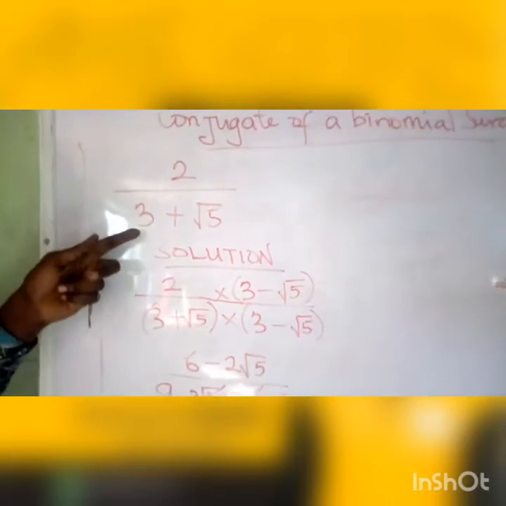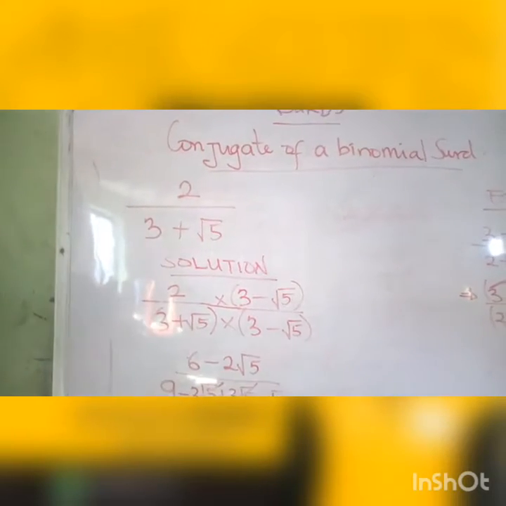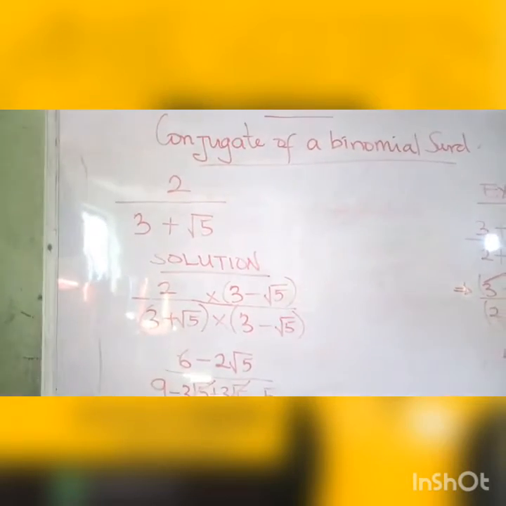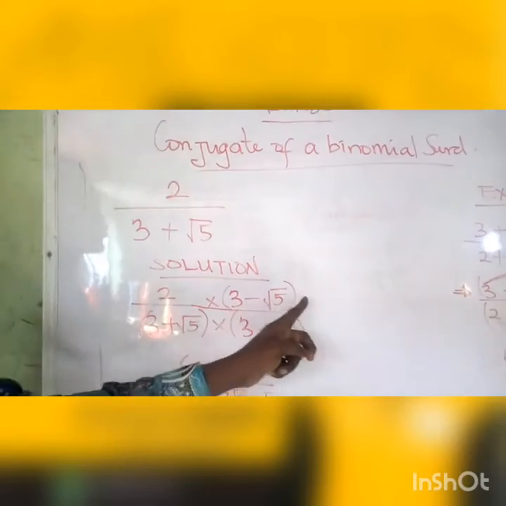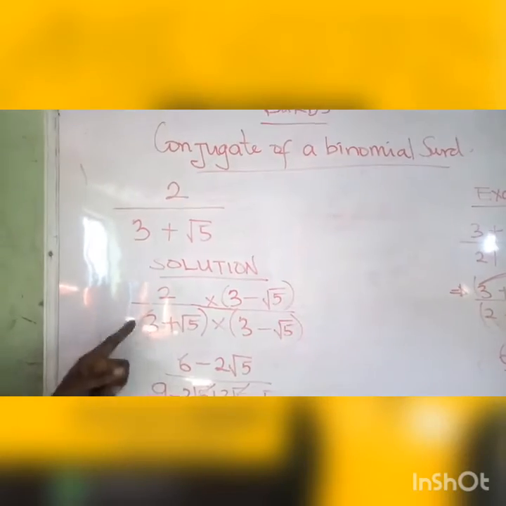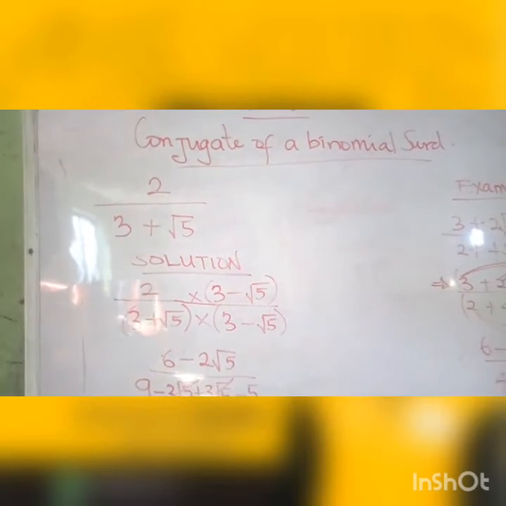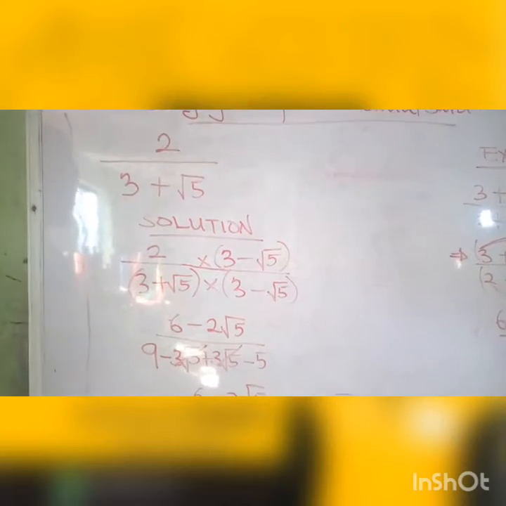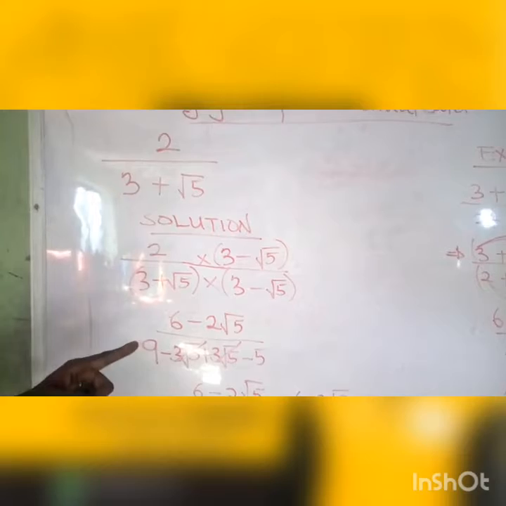In this case, our denominator is 3 plus root 5. Now, to find the conjugate, we multiply both the numerator and the denominator by 3 minus root 5. That gives us 2 times 3 minus root 5 all over 3 plus root 5 times 3 minus root 5. The reason for changing the sign is for the square root sign in the denominator to be eliminated.